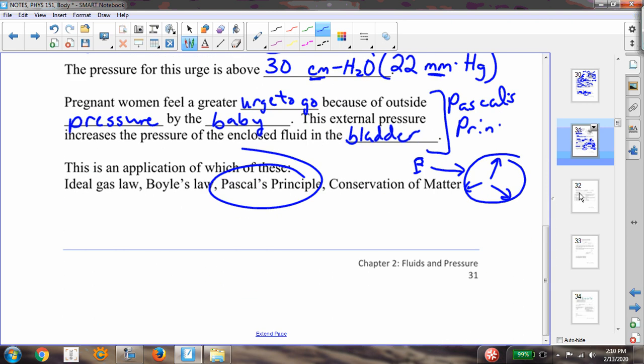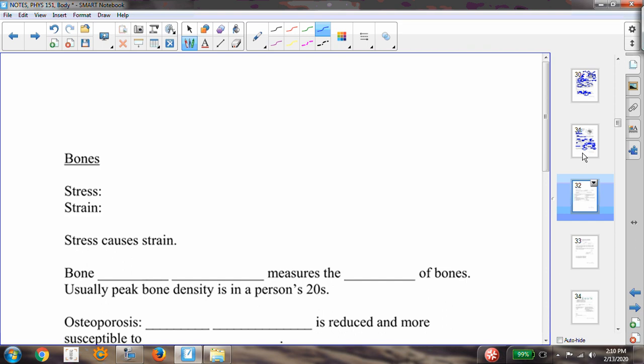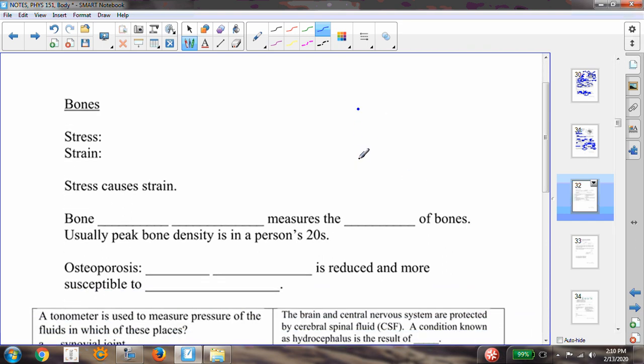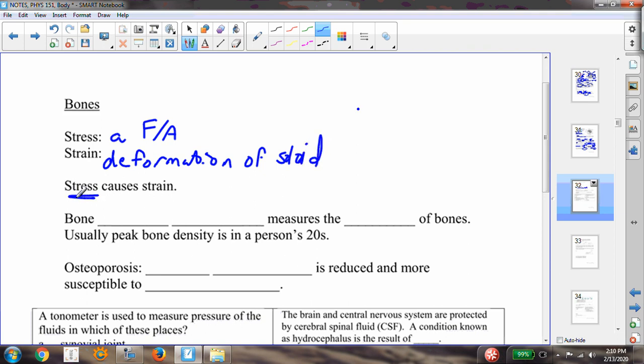All right, one more thing, and we'll be done: bones, stress and strain. We talked about this, but stress is a force per area, and strain is a deformation of a solid. As we saw in the physics section, stress causes strain. So that force per unit area will cause some deformation. And bone mass density measures the strength of the bone.